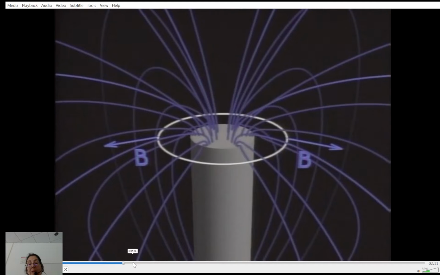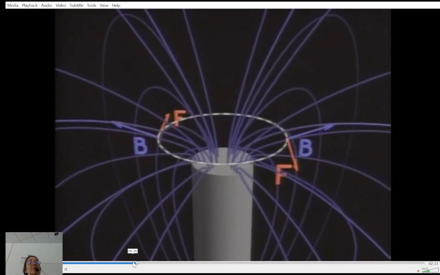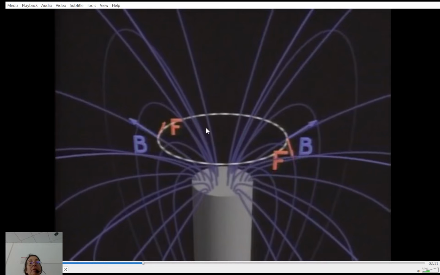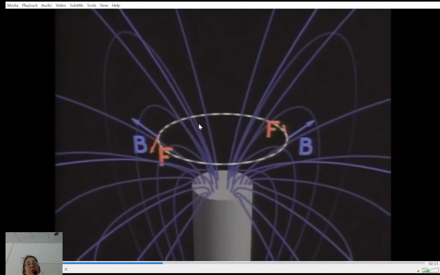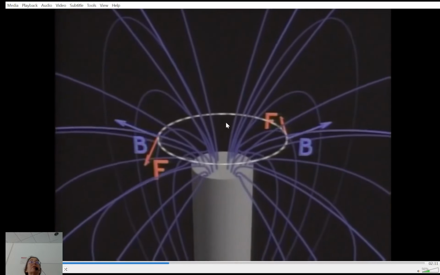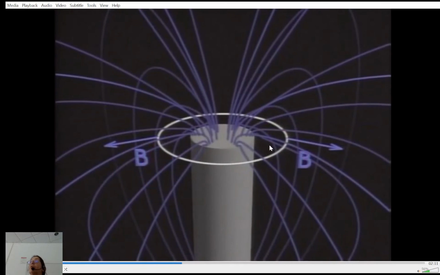The loop stands still and the magnet moves. So, for example, if the magnet moves downward, you decrease the number of field lines poking through this area. It's an imaginary area that you attach to the loop. And if the magnet moves upward, you increase the number of lines. When that happens, you're going to induce a current.